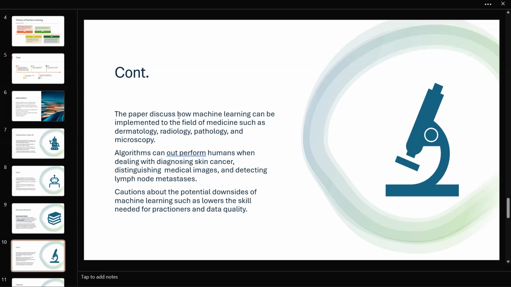It also warns about the potential downsides of machine learning in the medical field, such as that it will lower the skill needed for practitioners, which in the field of medicine obviously need a high level of skill for their work, and also data quality. If the machine is given wrong or inaccurate data, it could misdiagnose, which in the field of medicine is a very important thing, as people's lives would be at stake, and you cannot have any mistakes when dealing with medicine.